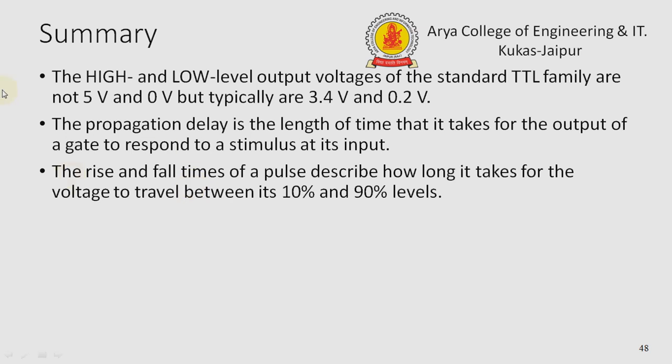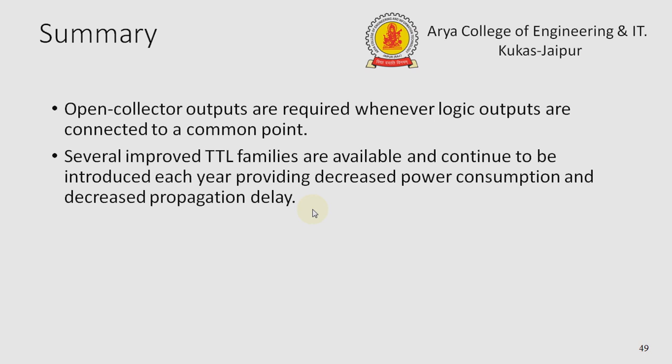Now, the high and low voltage levels of the standard TTL family are not 5 volt and 0 volt, but typically 3.4 volt and 0.2 volt. That means they are not very accurate. The propagation delay is the length of time it takes for the output of a gate to respond to the stimulus at its input. The rise and fall time of a pulse describe how long it takes for the voltage to travel between its 10% and 90% levels. Open collector outputs are required whenever logic outputs are connected to a common point.